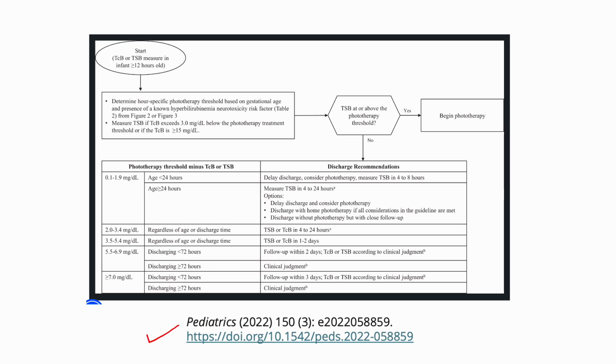So this is where we are. If the total serum bilirubin is above phototherapy, of course, we'll start phototherapy. If it's below, then this chart is really nice and could be followed easily. So phototherapy threshold minus the total serum. For example, in this case, the difference was around 5.5. So that's why discharging is okay and a follow-up in 2 days.